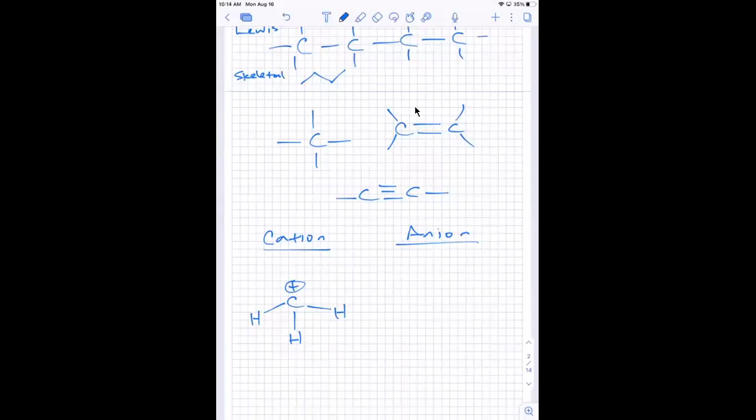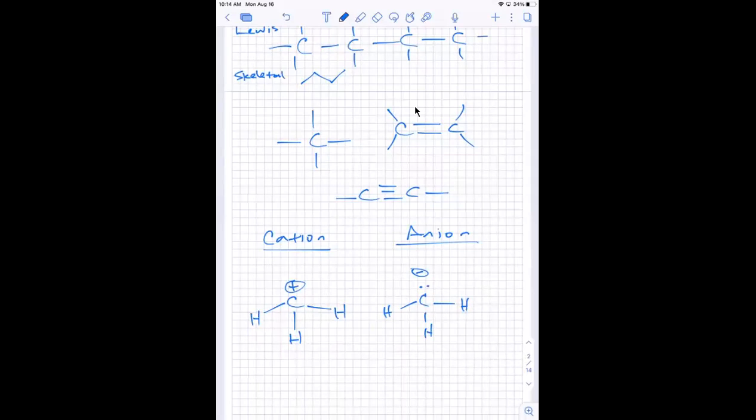And also that same carbon, we can have like this with 3 bonds to it and a lone pair, and it's negative, right? That's an anion.